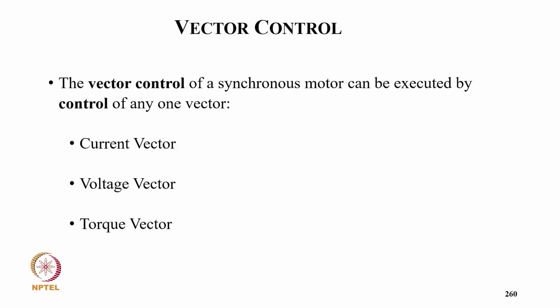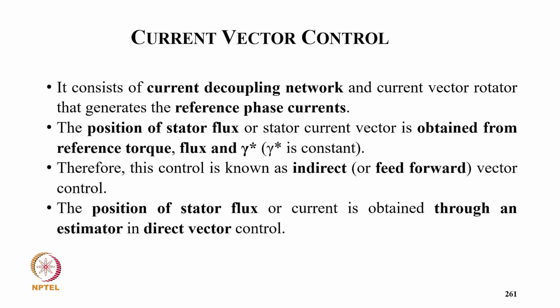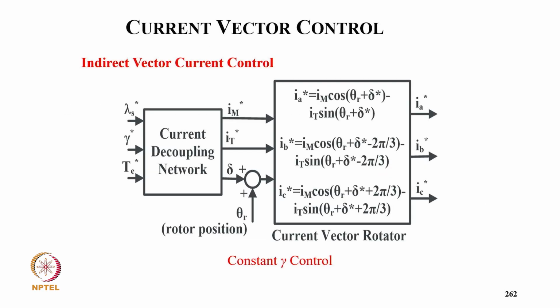So vector control of a synchronous motor can be executed by control of any one vector: current vector, voltage vector, or torque vector. It consists of a current decoupling network and a current vector rotator that generates the reference phase current. The position of the stator flux or stator current vector is obtained from reference torque, flux, and gamma star, and that gamma star is constant. Therefore, this control is known as indirect or feed-forward vector control. The position of stator flux or current is obtained through an estimator for indirect vector control. And this is typically indirect vector control.